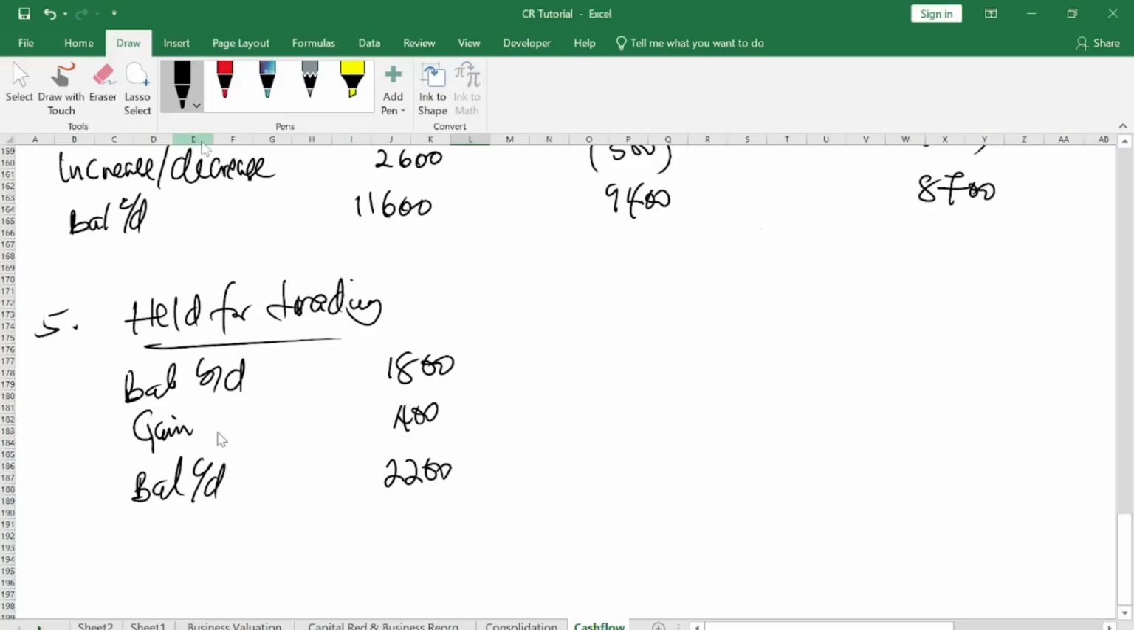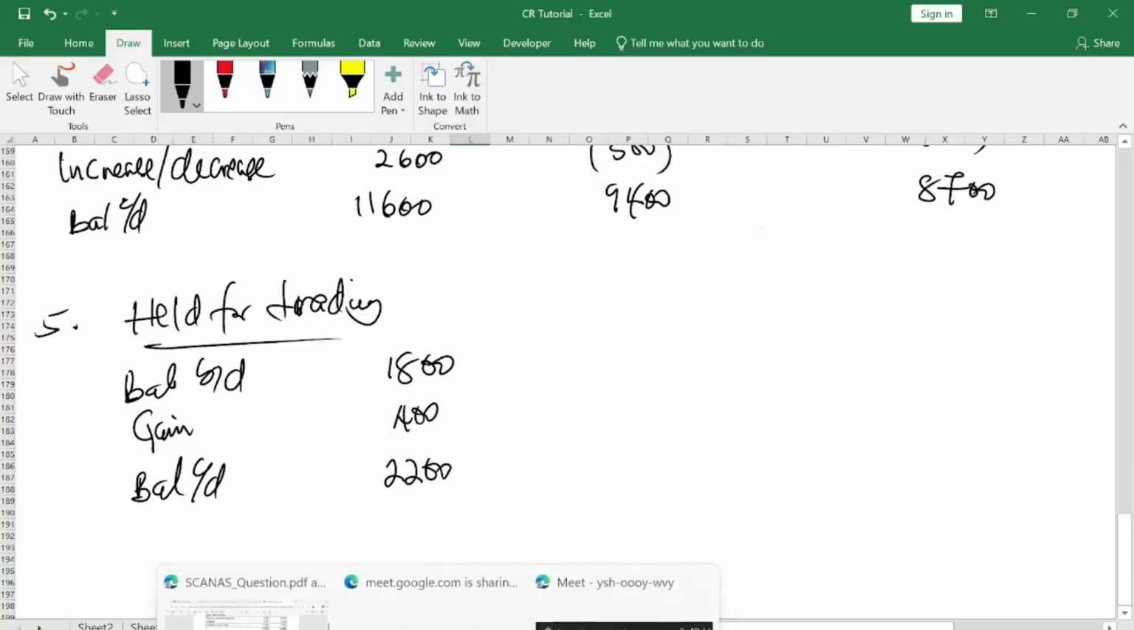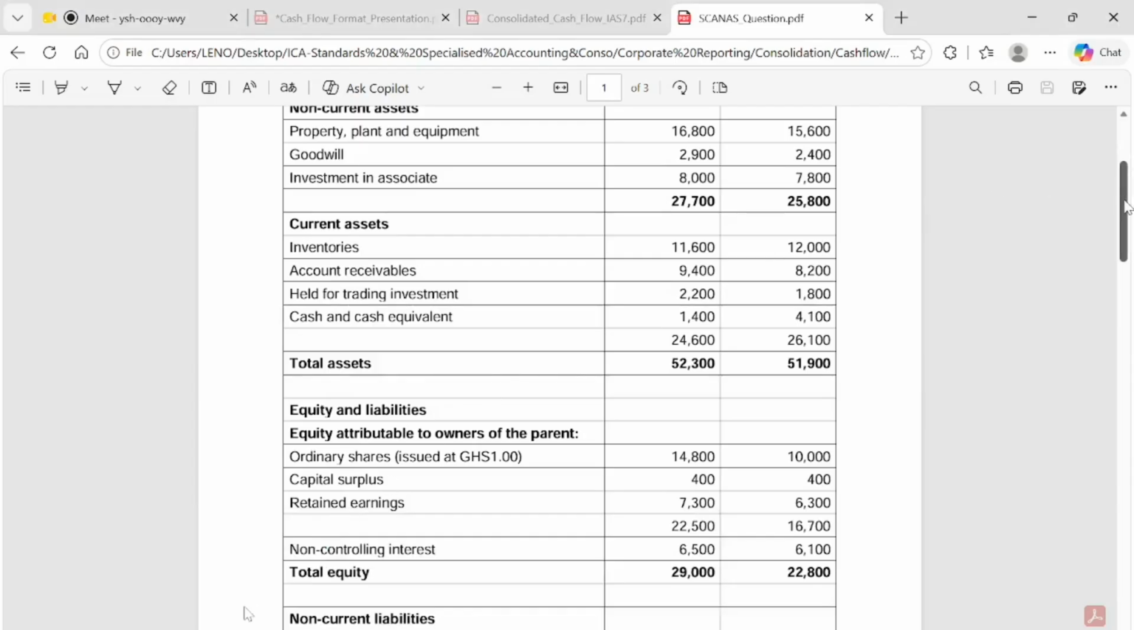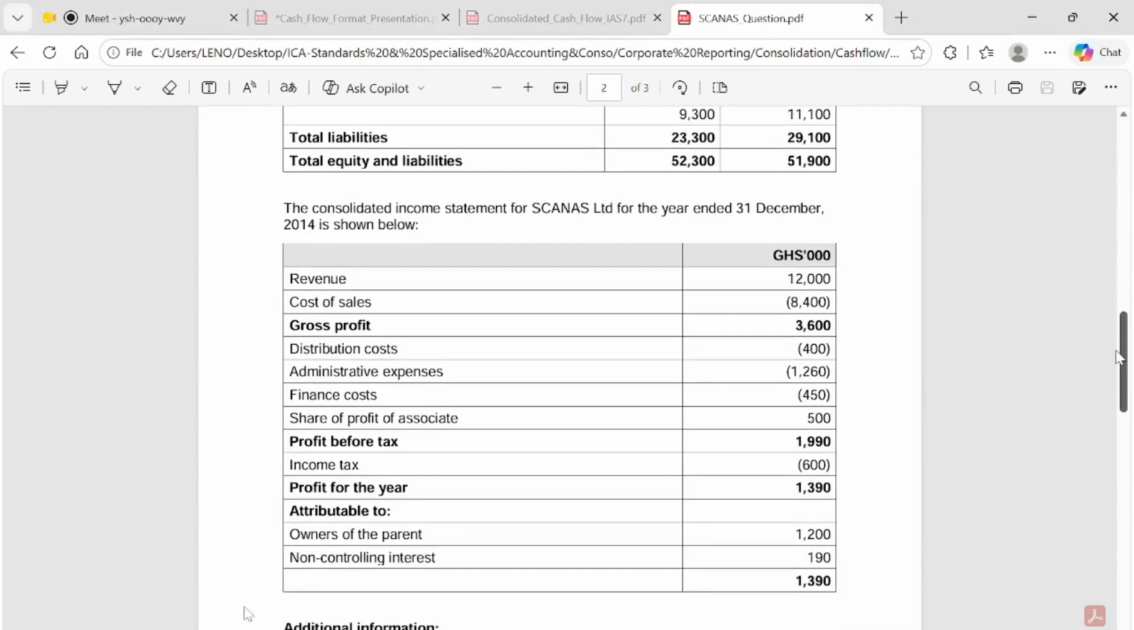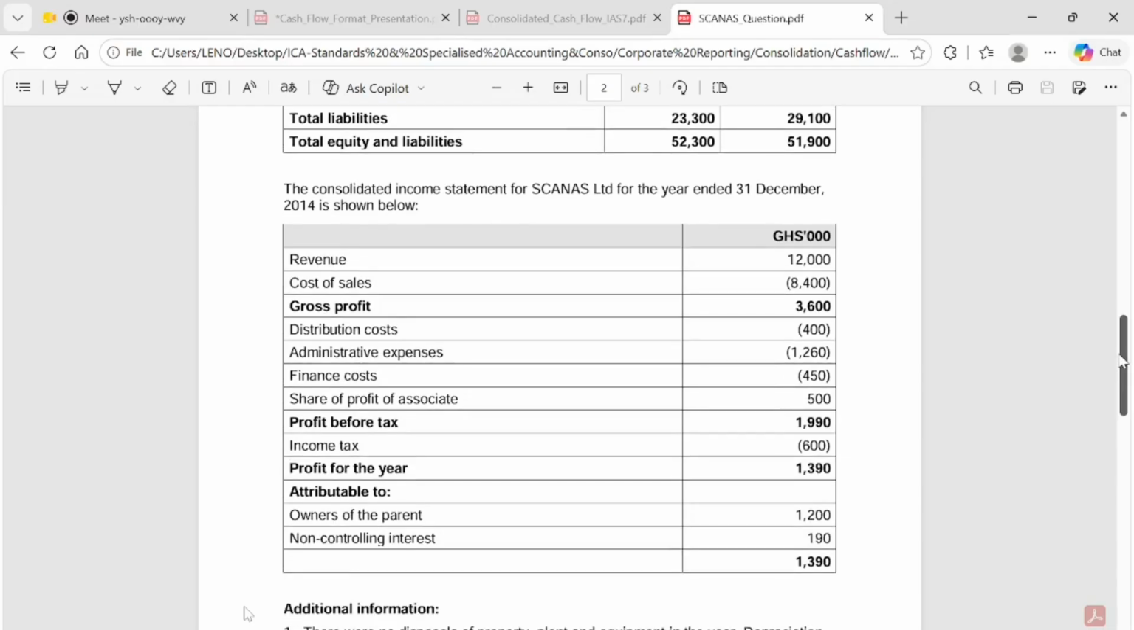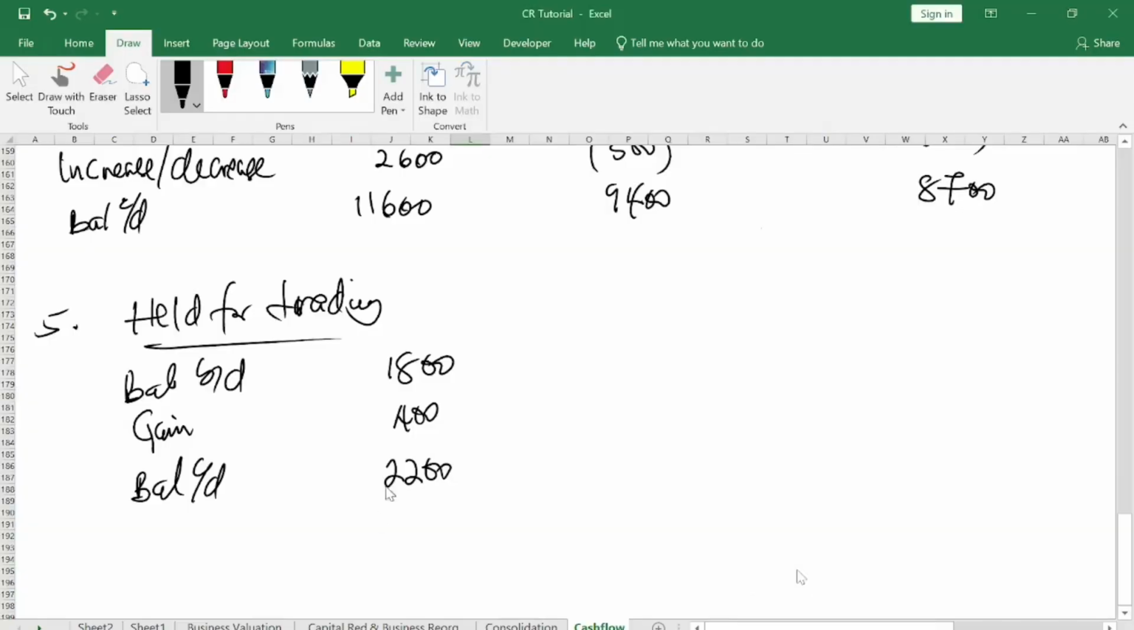So this is a gain on asset held for trading activity, 400. And you know that whenever there is a gain, it affects your profit and loss account as income. So when that happens, this one too will go to operating activity, and this one you less it. Are you with me? Yes, sir. You less it.